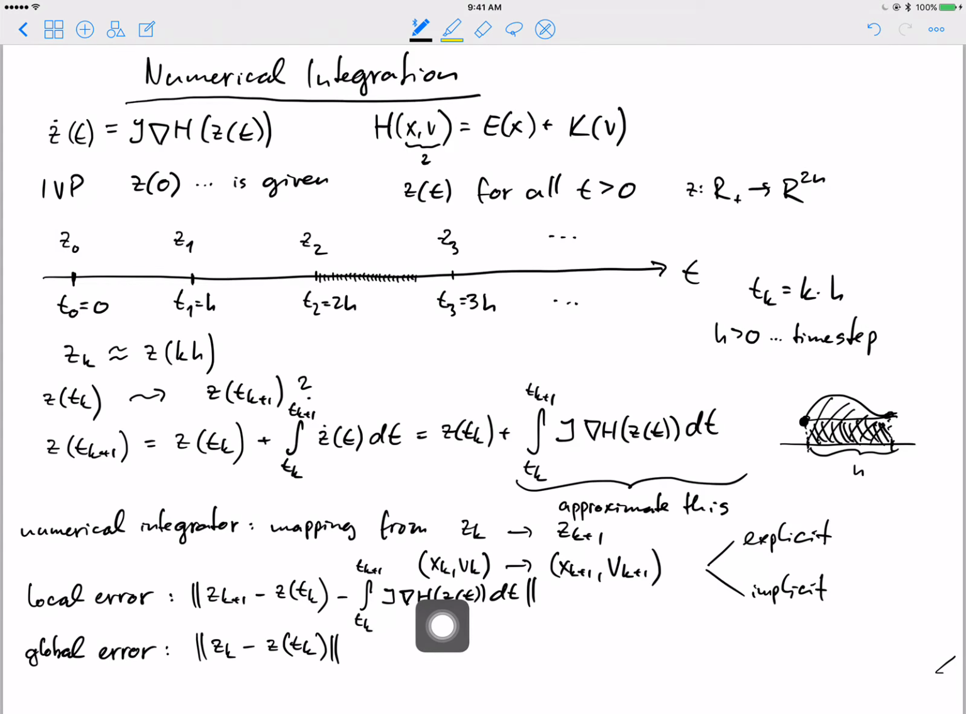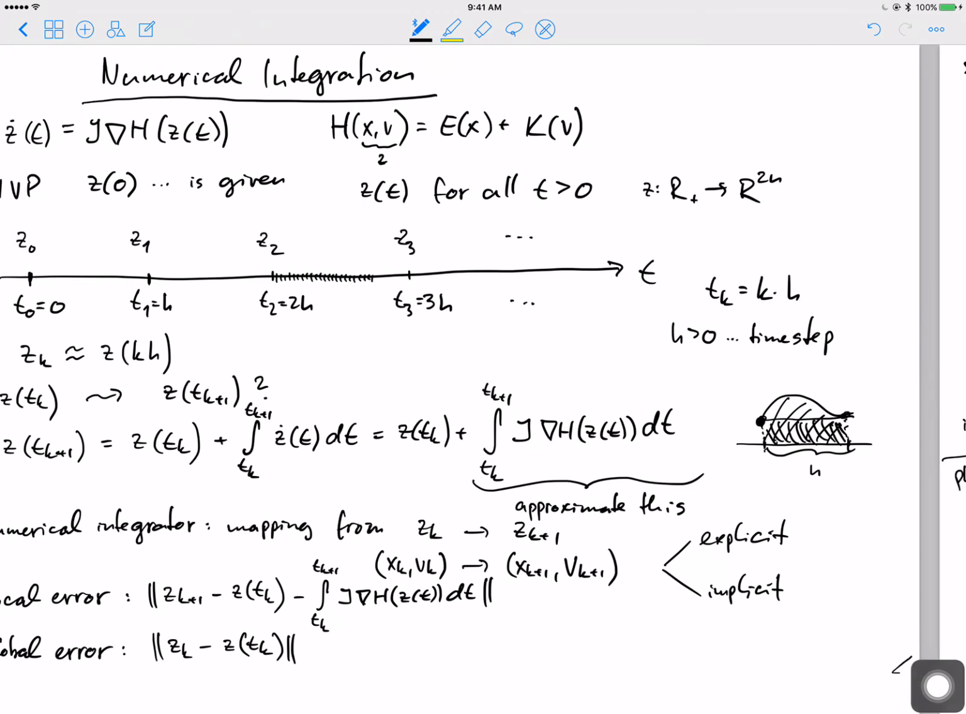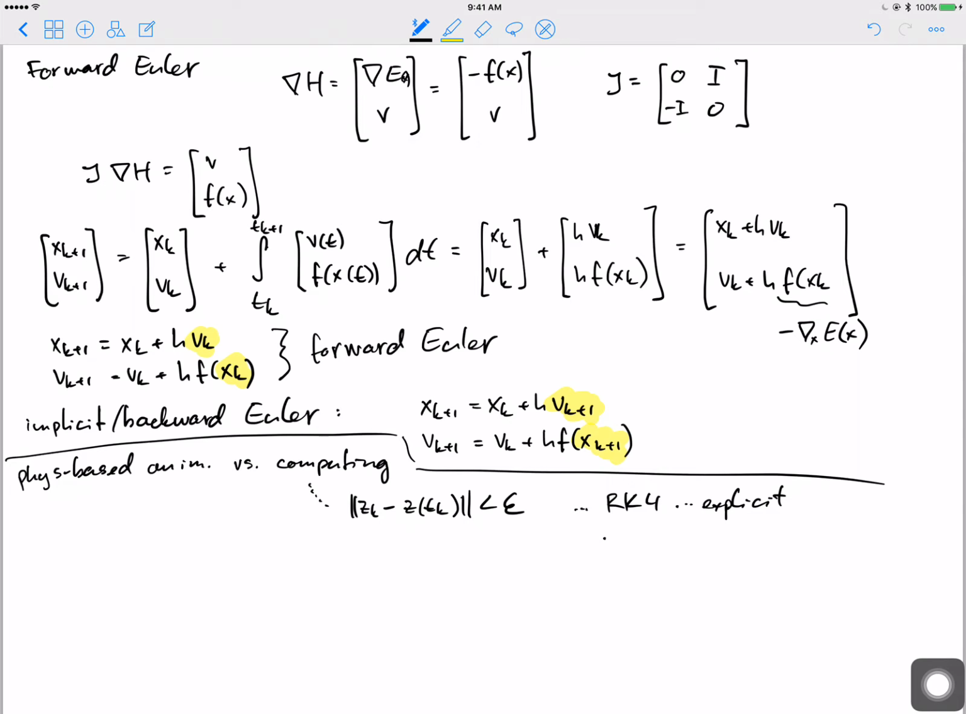The easiest probably would be to do 2 time steps of h half. Divide your time step by half, do 2 of them with the same integration method, and compare the results and see if they are similar or different. If they are very similar, then you can be confident that your time step h is not too bad. If they're very different, then maybe I need to take a smaller time step. And that's what this local error control is usually used for: adapting the time step, adaptive time stepping.